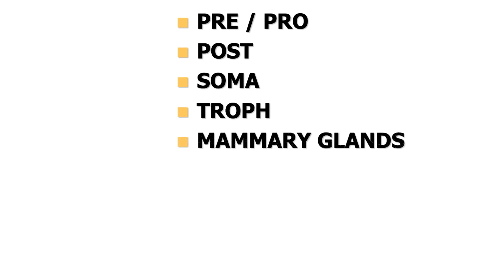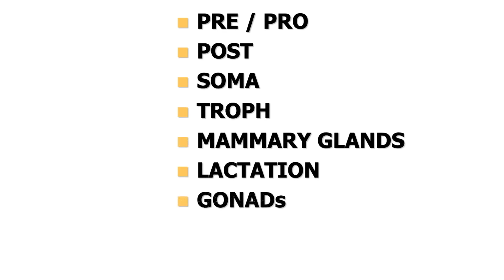Today's lecture begins now. Again, before we start today's lecture, there is a list of words that we need to know, which you will see on your screen right now. So you have pre or pro, post, soma, trough, mammary glands, lactation, gonads, supra, infra. So what do all these words mean? Let's have a look at them one by one. Pre or pro means before and post means after.